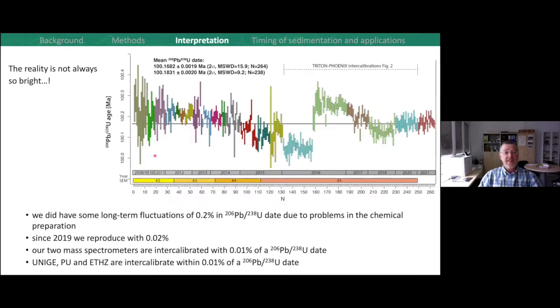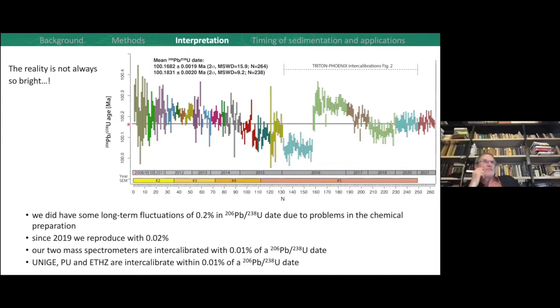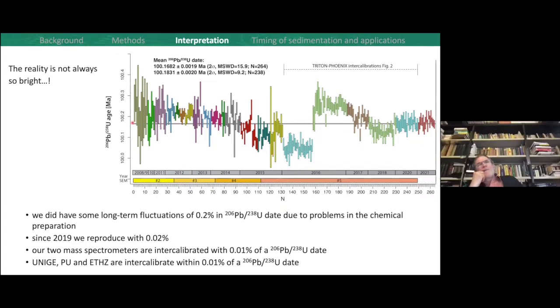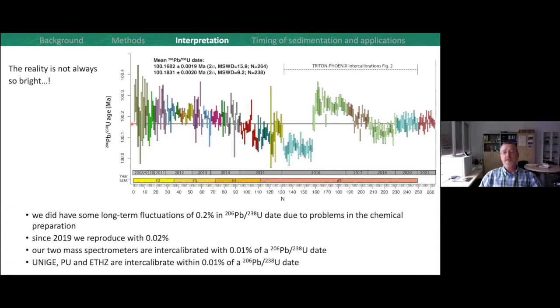And the reality is not always so bright. This is a compilation of a synthetic solution we are measuring over long periods of time, 2008 to today. And you see that this is an outlier. The nominal age is something like 100.15 million years. And you see there are huge fluctuations, up again, down, up.